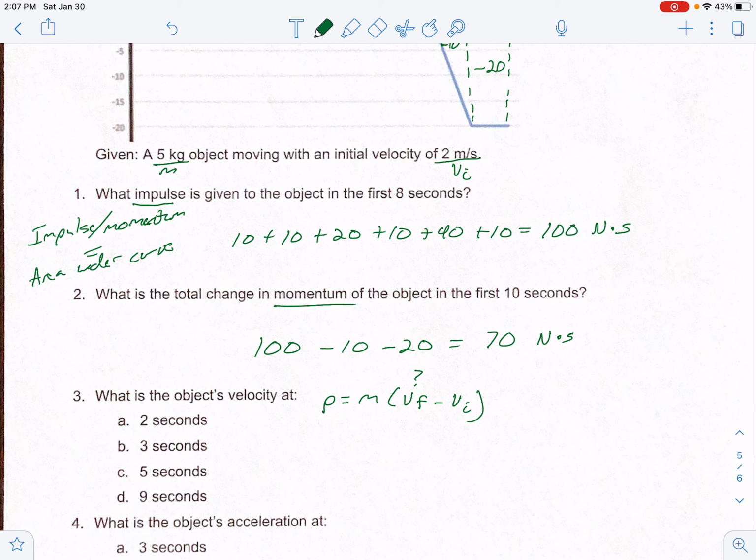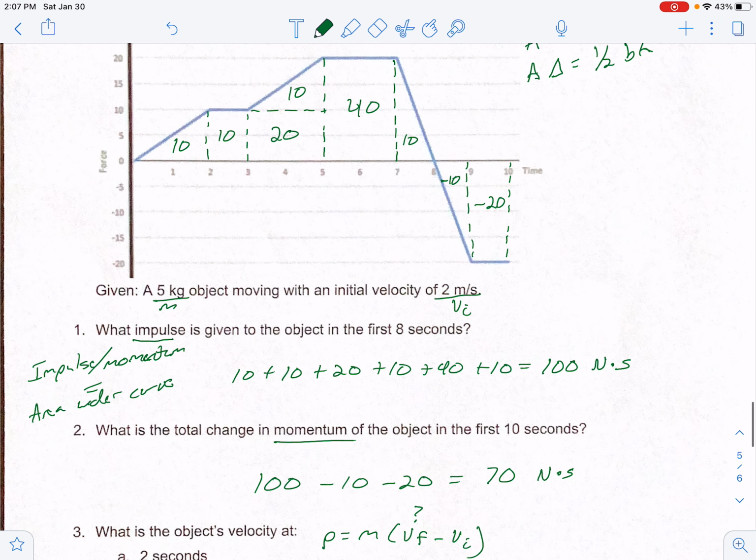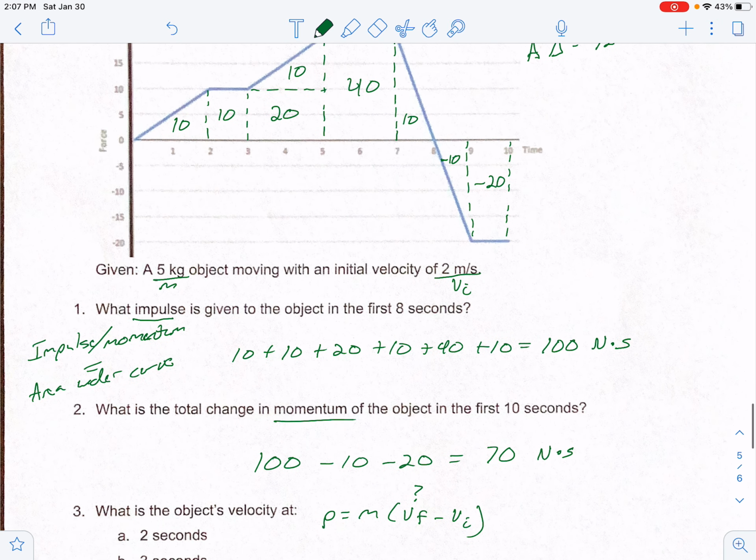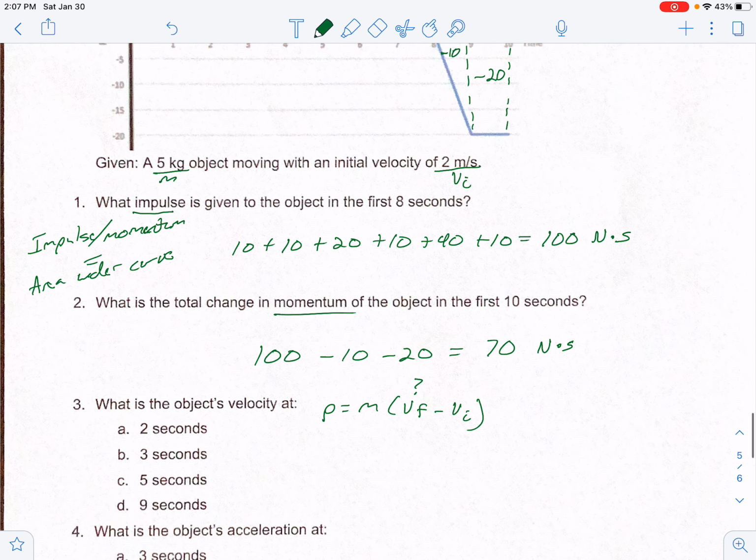Okay, so in the first 2 seconds, you would find the total momentum up until 2 seconds. If you come back up here, from 0 to 2 seconds, I have a total momentum of 10. So you're going to set P as 10. My mass, they already told me, was 5. VF I don't know, so I'm going to leave it as VF. And my VI was 2. This is where it would be easier if you were starting from rest, because your VI would just be 0 and you wouldn't have to worry about it. You just put in 0 and that'd be done.